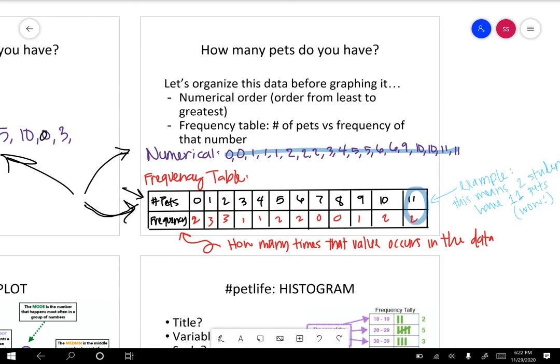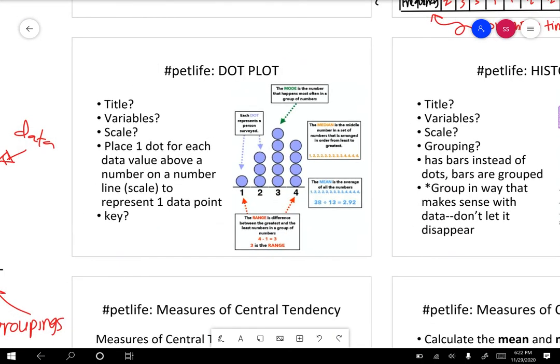Okay, so those are the two ways that I want you guys to maybe pause the video and write those two representations of the data before we jump into the rest of this, just because we're going to be using both of those. Okay. Sorry, I have a little bit of a cold, so I might be a little sniffly.